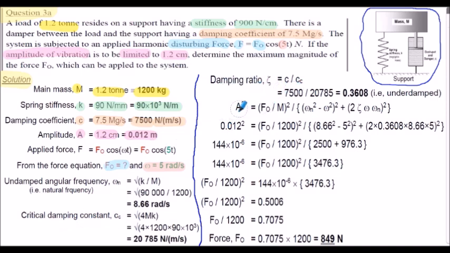Again, we're using the same equation as we have in the previous questions related to the amplitude squared, but this time the unknown is the F0, the maximum disturbing force. So we need to rearrange the equation to find F0. I'll let you review the transposition at your own pace, but F0 evaluates to 849 newtons.